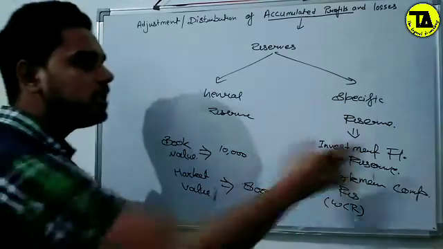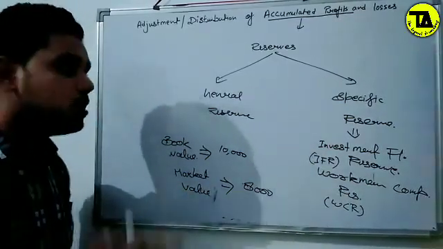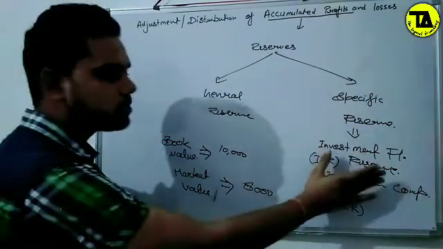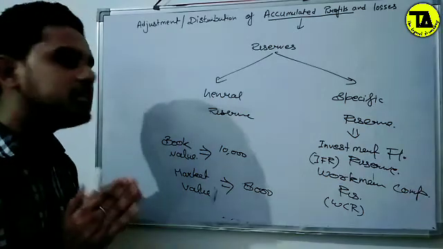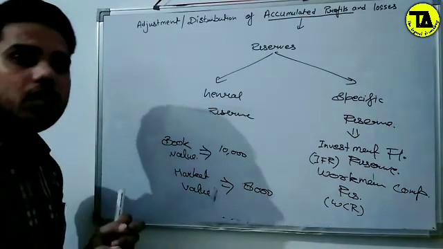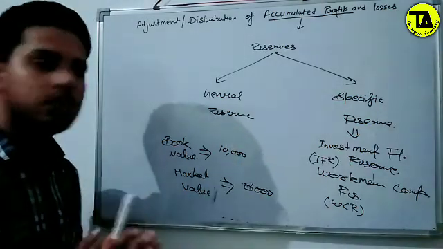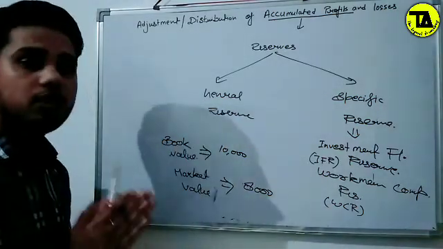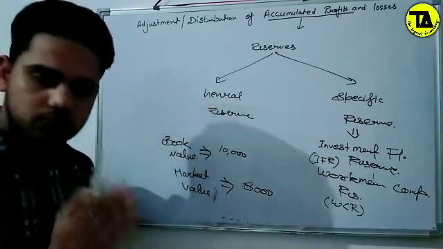So we have created an investment fluctuation reserve to compensate that kind of loss. Okay, so here you are seeing that for the investment fluctuation reserve and the workmen compensation reserve, a specific purpose is assigned. If any specific purpose is assigned to a reserve, that is known as a specific reserve, right? And the other one is the general reserve, where no purpose is assigned. That reserve can be used for anything.